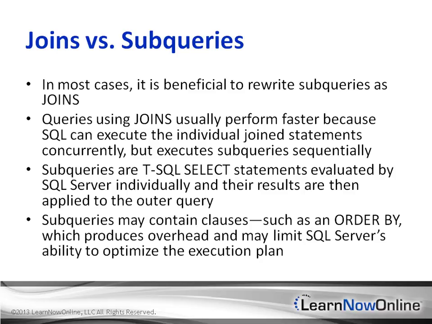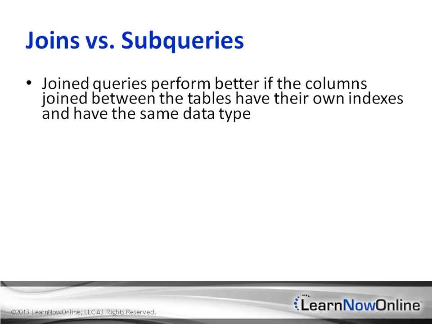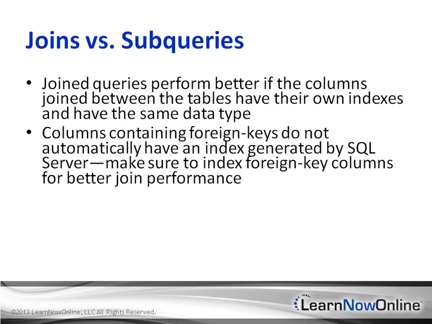Subqueries may also contain clauses such as order by, which produces overhead, and that may limit SQL Server's ability to optimize the execution plan. Also, join queries will perform better if the columns you're joining on have their own indexes and they are the same data type. Note that columns containing foreign keys don't automatically have an index generated by SQL Server. So make sure you index your foreign key columns for better performance.